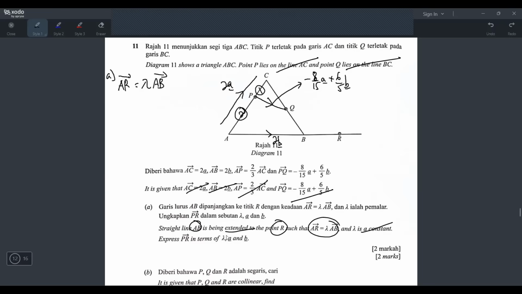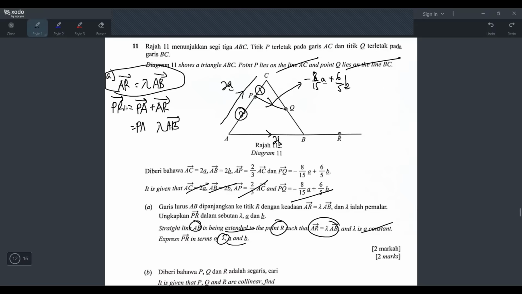Okay, express PR in terms of lambda, A and B. So I want to find PR, but I want my answer to have lambda. It means I have to use this information no matter what. And what is the connection between PR and AR? R is the connection. So I'll write PA plus AR. So vector PR is PA plus AR. Why? So that I can use this information, AR equals lambda AB, and then here it will be PA.